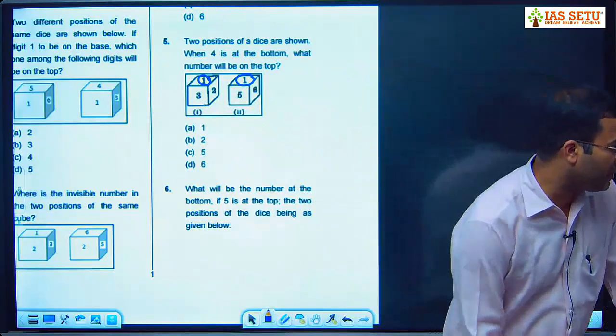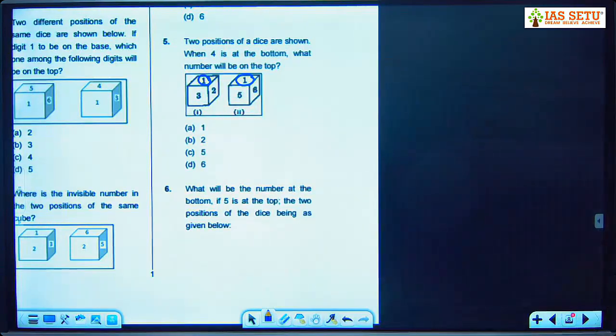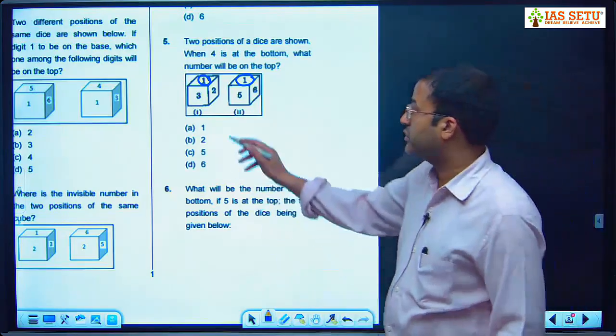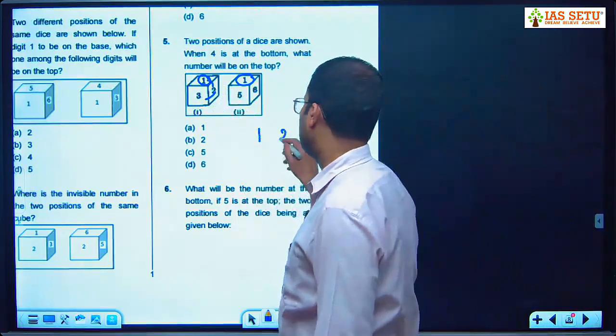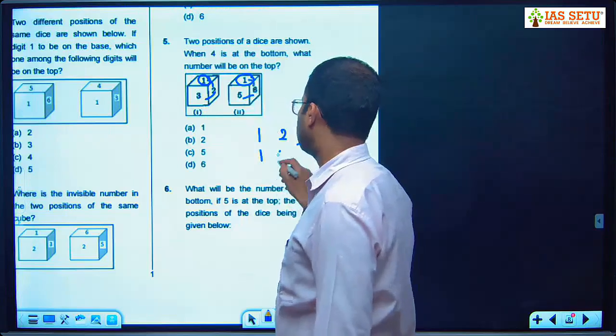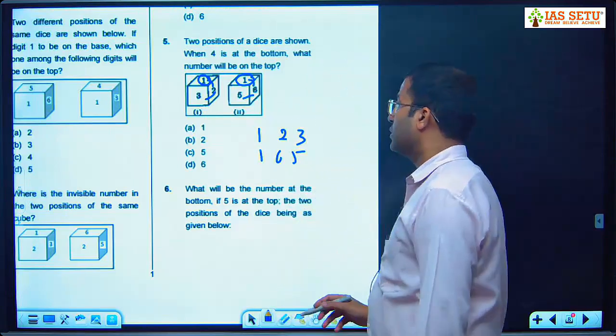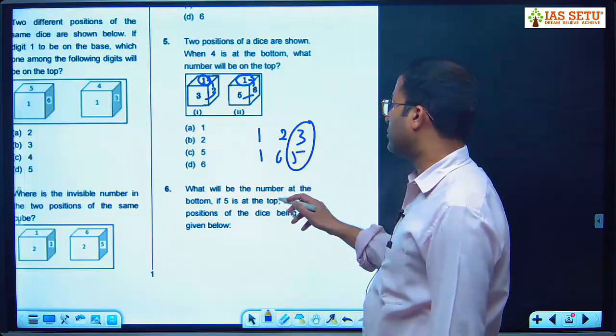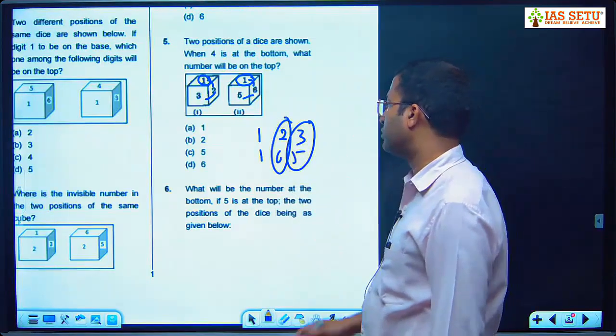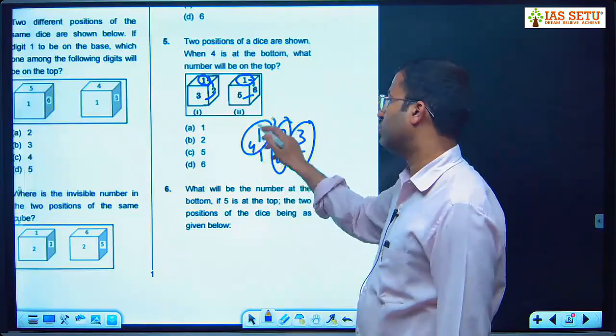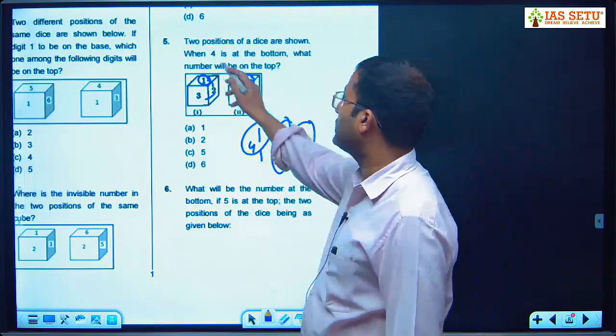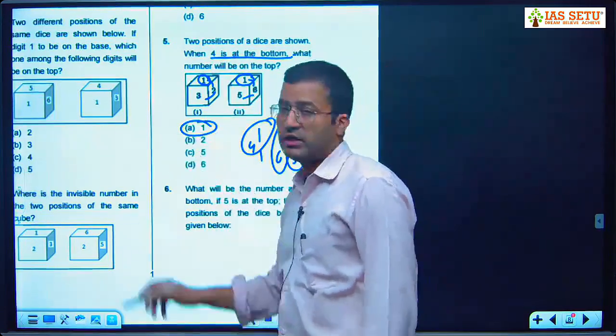So we can apply the master method. So this is 1, 2, 3. This is 1, 6, 5. So it is like 3 and 5 are opposite to each other, 2 and 6 are opposite to each other. 1 cannot be opposite of 1, so 1 and 4 are opposite. So what is opposite of 4? Answer is 1.